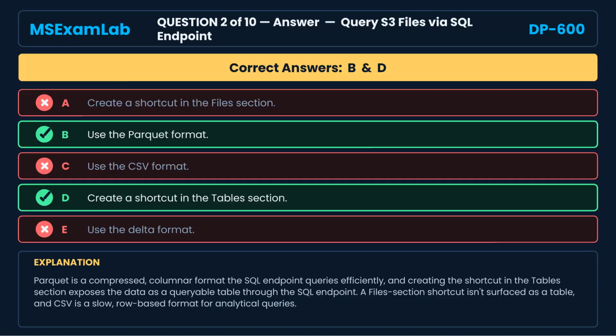The correct answers are B and D. Parquet is a compressed, columnar format the SQL endpoint queries efficiently, and creating the shortcut in the Tables section exposes the data as a queryable table through the SQL endpoint. A file section shortcut isn't surfaced as a table, and CSV is a slow, row-based format for analytical queries.